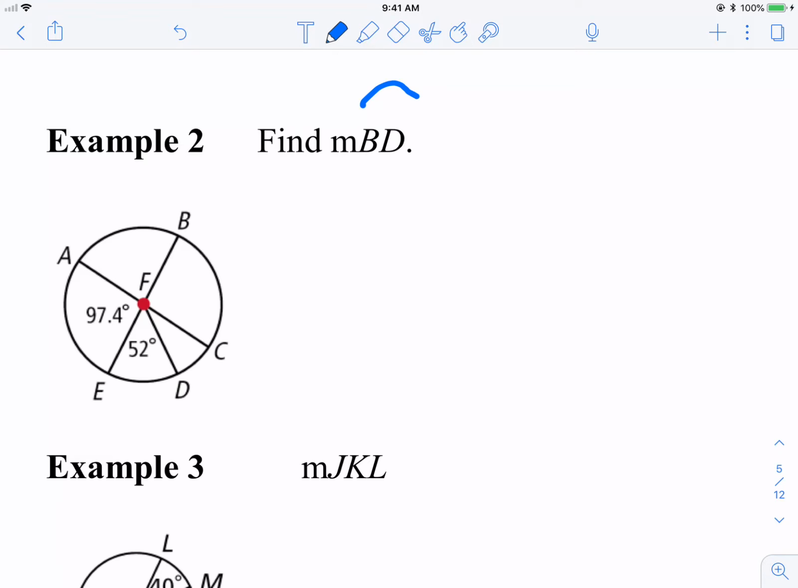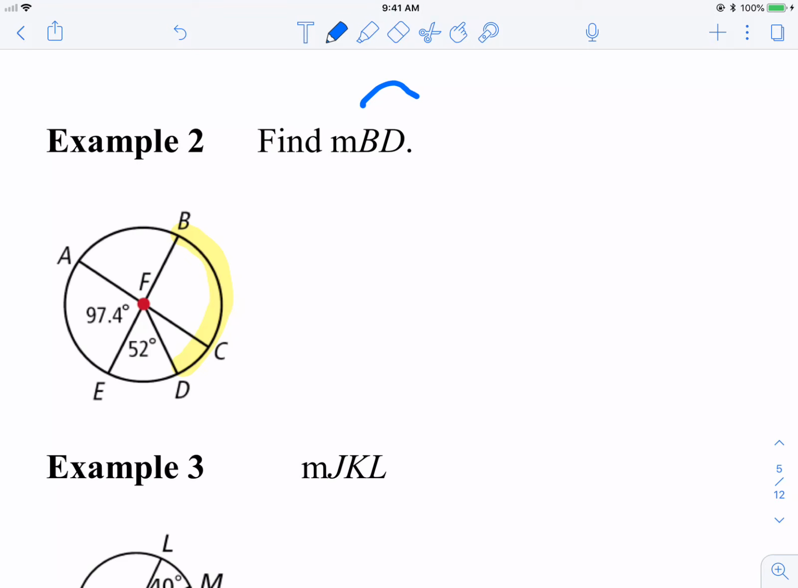So now on example 2, we're asked to find the measure of arc BD. So we see that arc BD is right there, and some different divisions within the circle. A couple of angle measures are provided for us. There are a few different ways that you could approach this problem. Something that might jump out at you is that the 97.4 degree central angle there would be the same as this angle BFC, because they are vertical angles. That can be helpful for us.